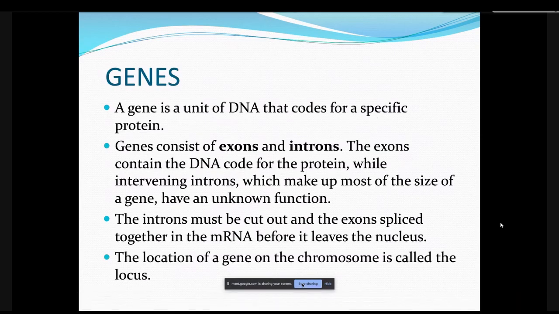A gene, hence, is a unit of DNA that codes for a specific protein. Okay? And genes consist of two segments. One segment is known as an exon, and the other is referred to as an intron. So the exons contain the DNA code for the protein, while the introns, which are intervening portions, are of unknown function. So once it goes out of the nucleus for transcription, the introns must be cut out, okay? And exons are spliced together in the mRNA before it leaves the nucleus. The location of a gene on the chromosome is referred to as the locus.